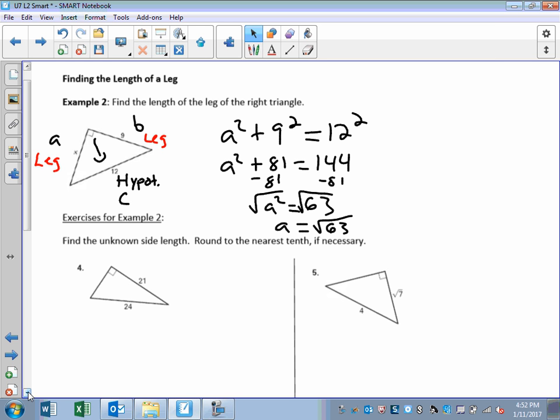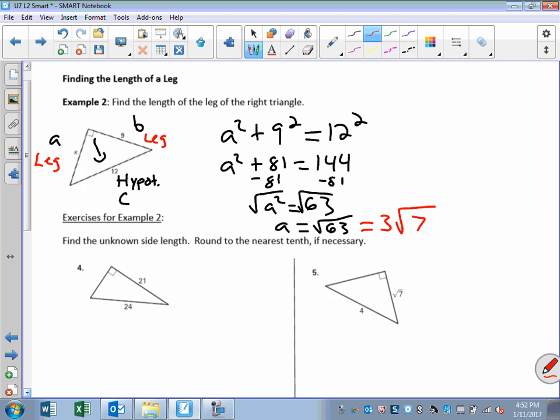Now in the last lesson, we practiced simplifying radicals. And this radical can in fact be simplified. So the square root of 63 is the same as 3 radical 7. If you forgot how to do that, you need to go back and look at the video from lesson 1 so you can refresh your memory. Okay? So same setup, but instead of adding, we subtracted one of the legs from the hypotenuse to find the other leg.